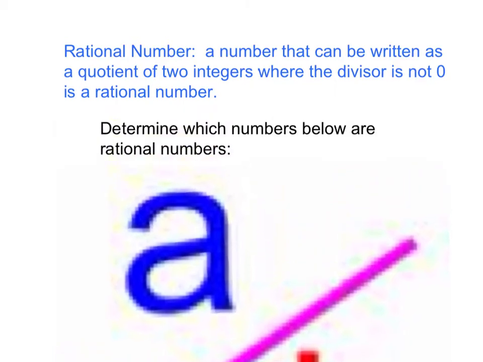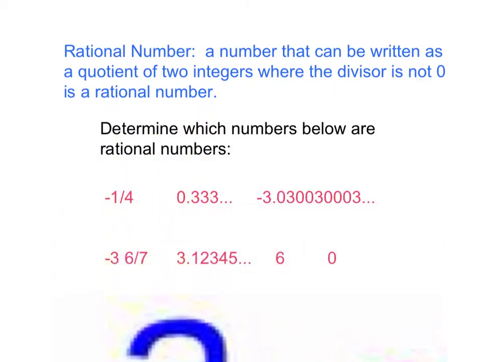Now I'd like to look at a few numbers and see if you can determine whether or not they are rational numbers or not. Let's do a few together and then you'll pause the video and try a few on your own. -1/4 is a rational number. It is written as a fraction or a ratio of two numbers. 0.3 repeating can be written as the fraction 1/3. Therefore, 0.3 repeating is a rational number.